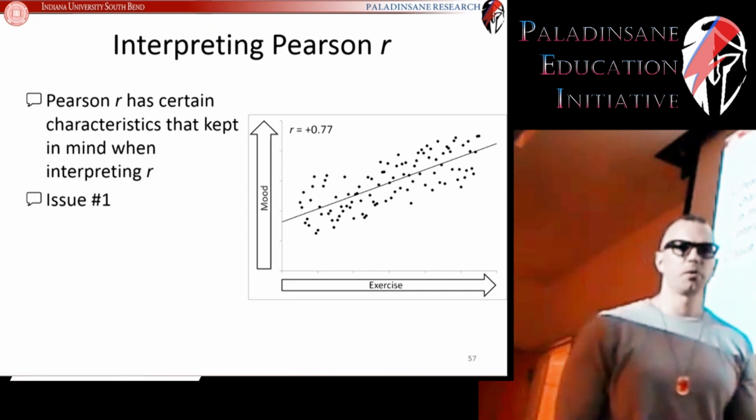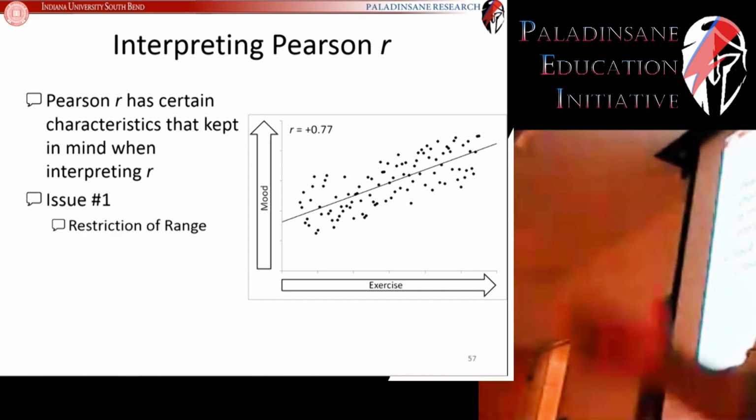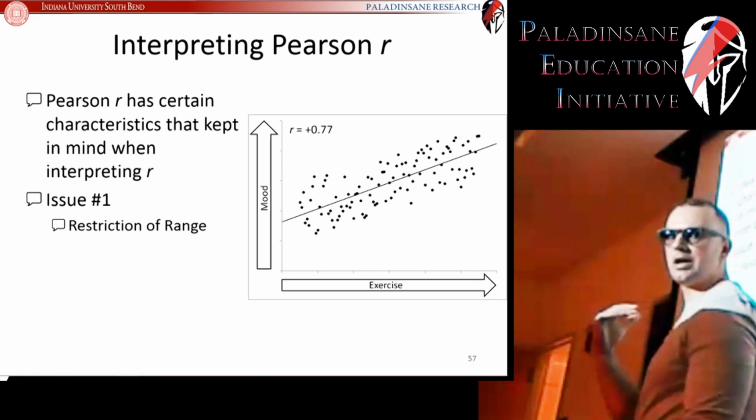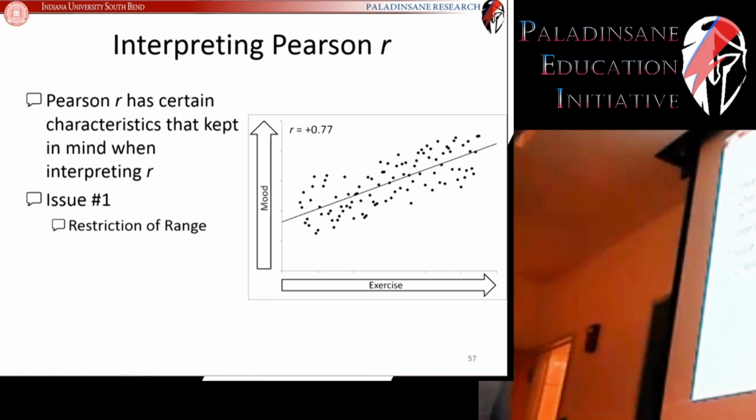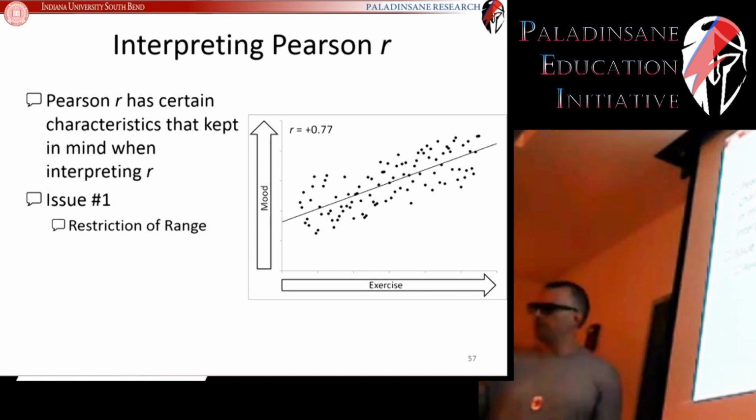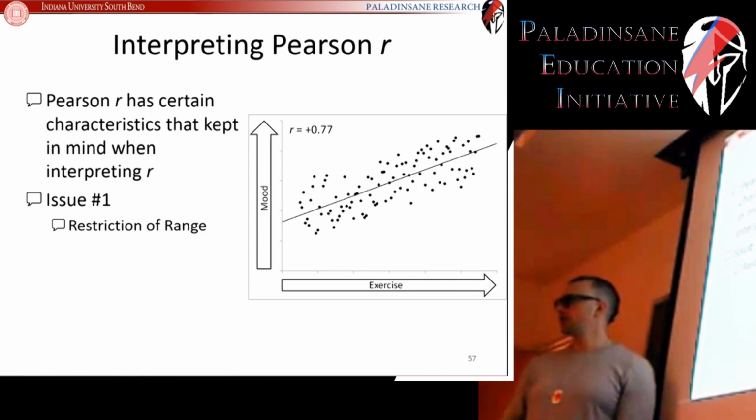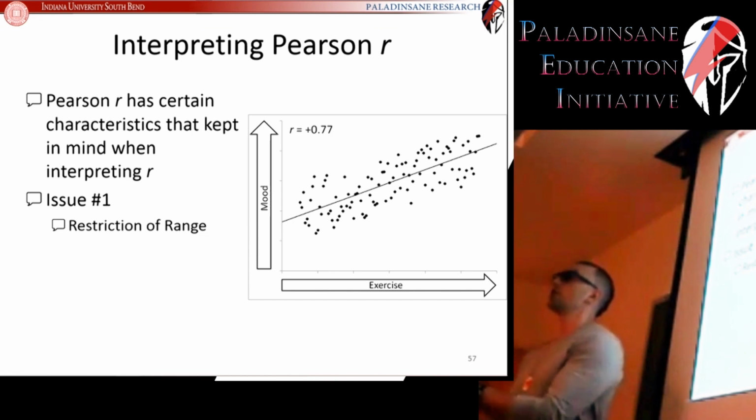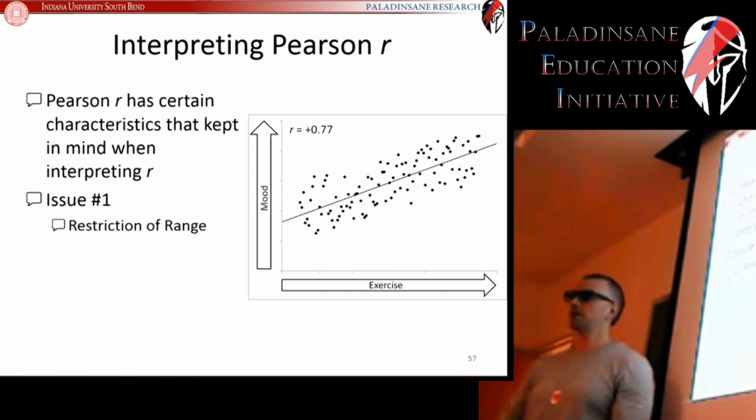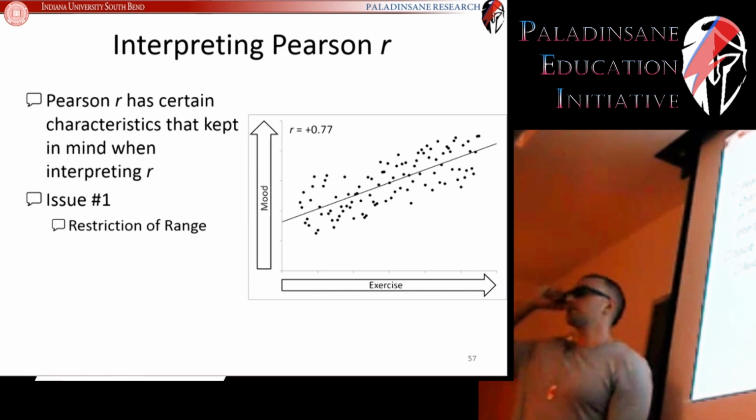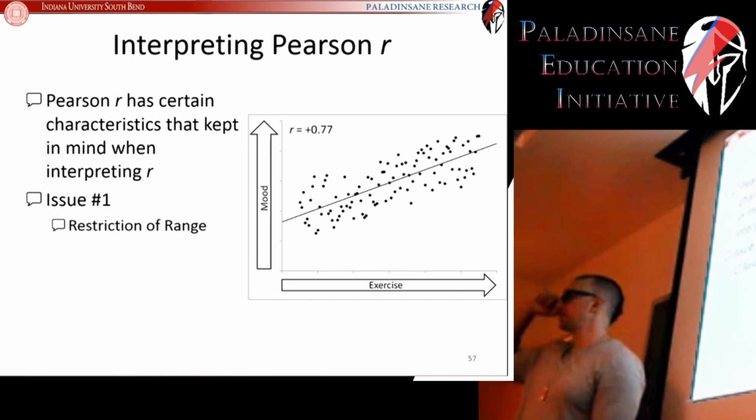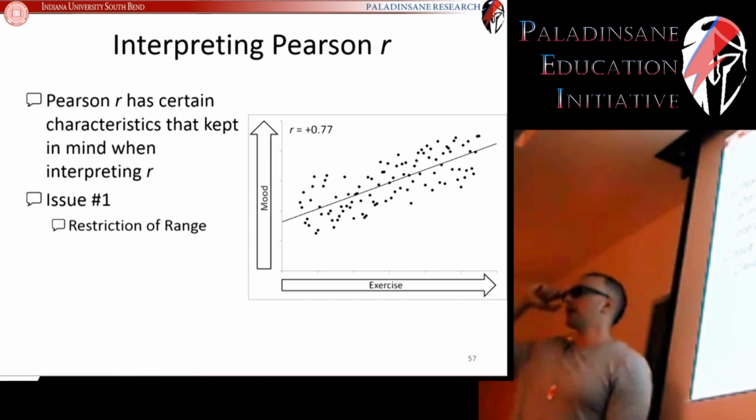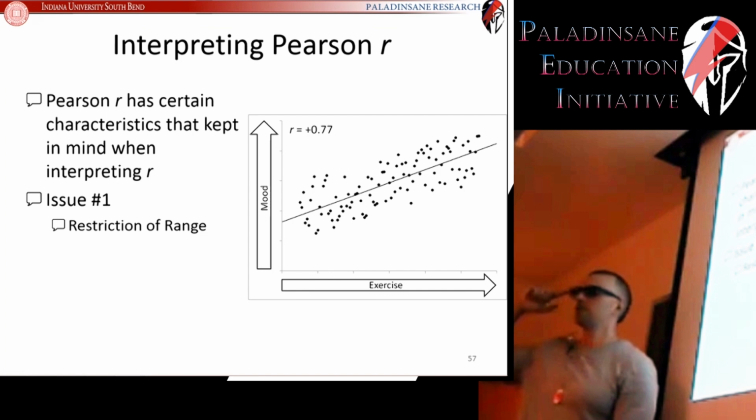All right, so issue number one. Issue number one, very important issue, you need to consider restriction of range. And this is especially important when you find a low correlation coefficient. So if somebody mentions they've done this study and there's a low correlation between these two variables, a little red flag should raise in your mind, a little siren should go off, and you should say, let me see the range of your data.